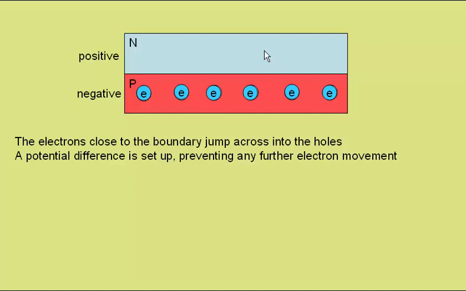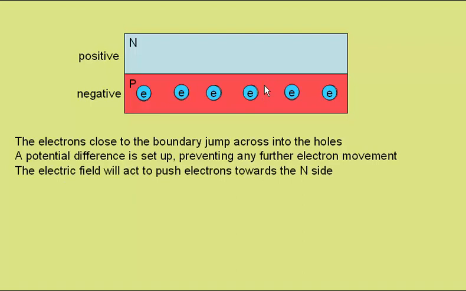An electron here, for instance, would find it difficult to move from a positively charged object into a negatively charged object, and the electric field will cause electrons to be forced this way. So the electric field will push electrons towards the N material, which is now positively charged.